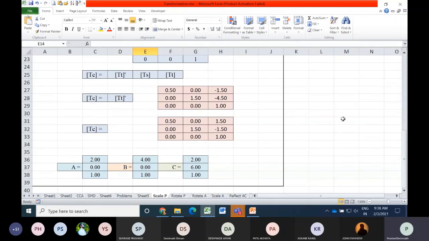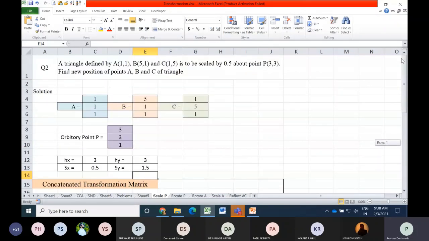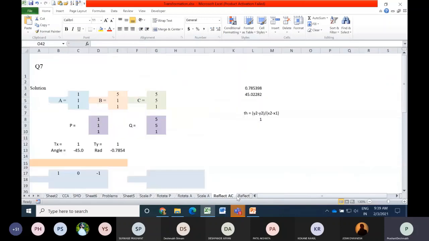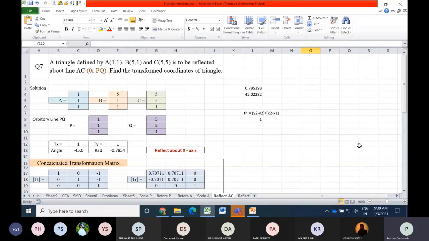Okay, now you can solve this problem. Okay, note down this problem and you can solve it at home, in the evening. Clear? Now we will see one problem, that is a reflection.